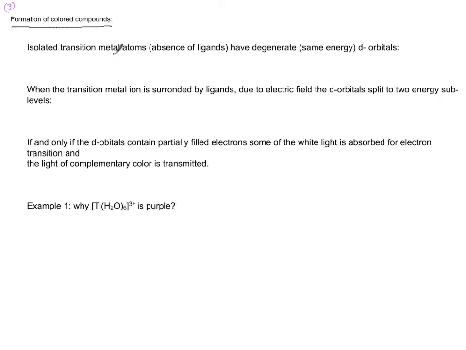Now, if the transition metal atom is isolated, meaning there are no ligands in that vicinity, remember the d sublevel has 5 orbitals. So you have 1, 2, 3, 4, 5. If this is your energy, remember 1s, 2s, and we are going up and up. This is your 3d. They're all staying at the same energy, and this is known as degenerate. They have the same energy.